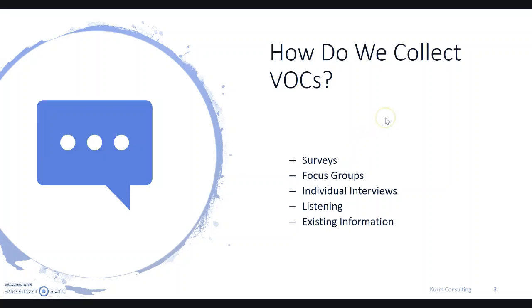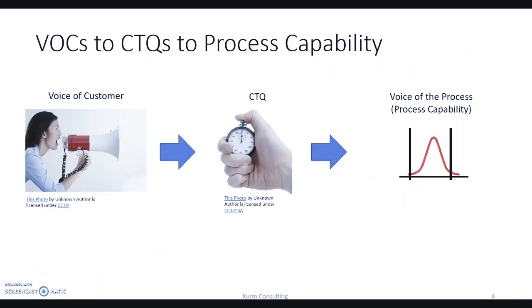You want to listen to what the customers are saying about the process, and there may already be existing information. Maybe there's data, maybe there are other anecdotes that have been given about the process and how it performs. So there are various different ways to collect VOCs, all of which are quite important. At the end of the day, the VOC is the qualitative expression of what the customer wants. And there could be more than one VOC. It's not just one VOC for your problem or project.